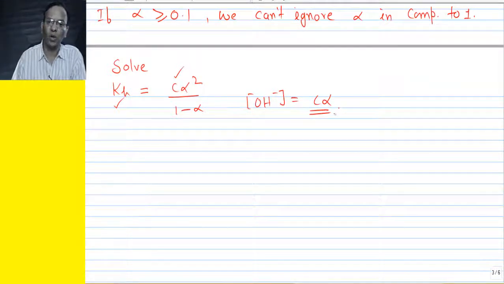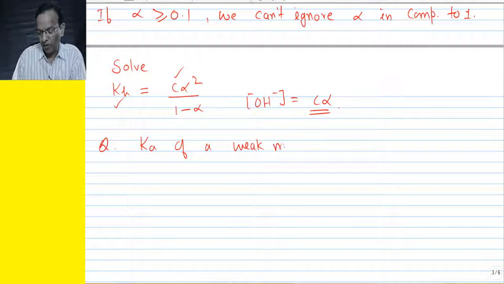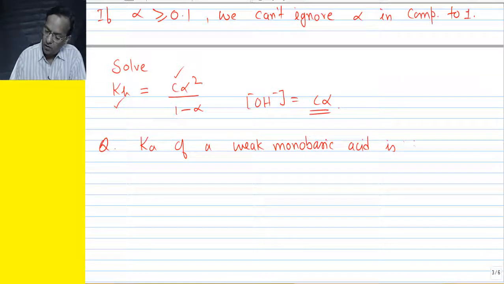So let us work out a numerical problem to know how this derivation and all works out. So suppose given that Ka, ionization constant of a weak monobasic acid, is 10 raised to the power minus 12 at 25 degrees Celsius.